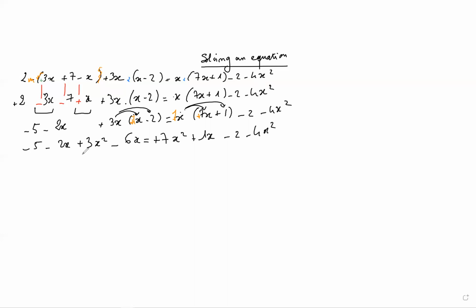Okay, so I can add all my x terms here, or I can change sides and we'll see. So here I have plus 3x squared minus 8x minus 5 equals, here I earn 7, I lose 4, so I earn 3x squared plus 1x, I'll keep the 1.